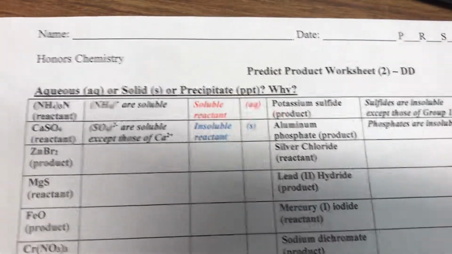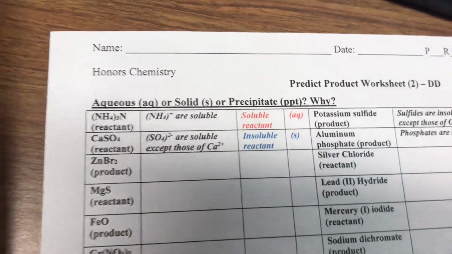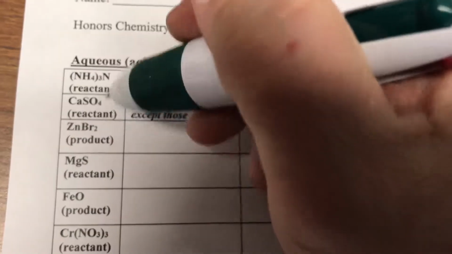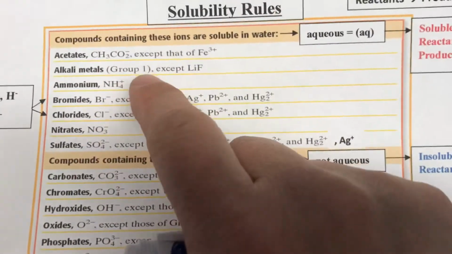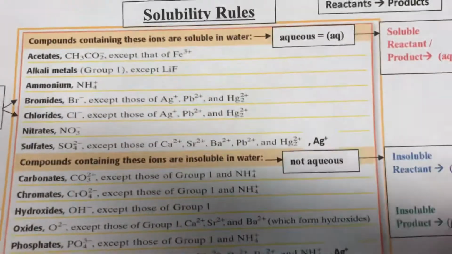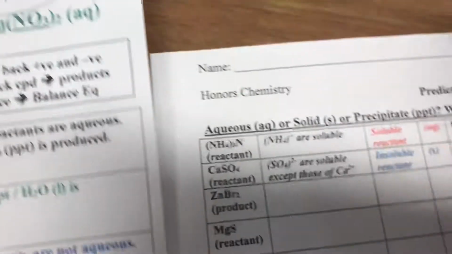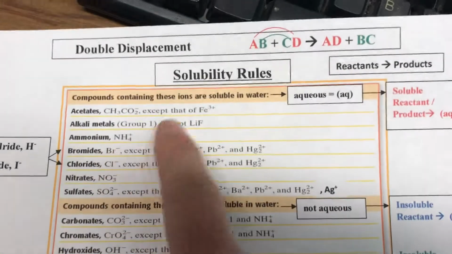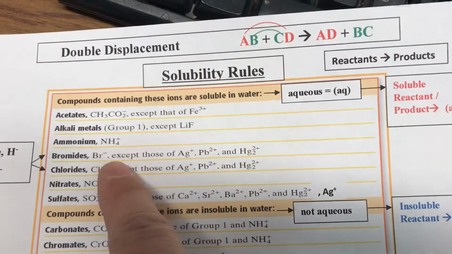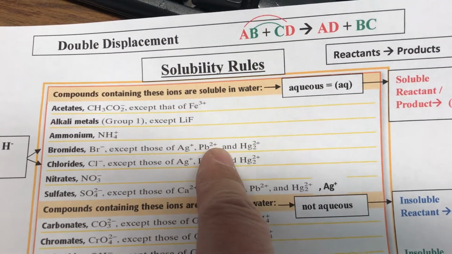The first four are already done for you. I'm going to do four more. We read the negative ions in the left column, which we check, except ammonium, and the exceptions go to the positive side. Here, zinc bromide is a product, so we look up bromide. Bromides are soluble, but I don't see zinc in the exceptions, so there's no exception.